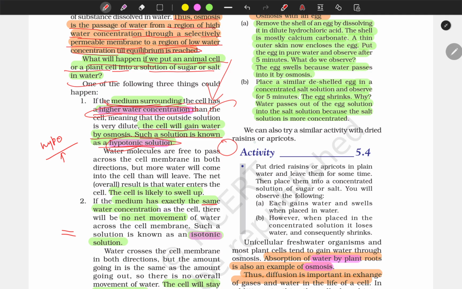Suppose there is a cell with low water molecules, and around it there are very high water molecules. Due to the diffusion process, most of the water molecules will travel inside, and that surrounding solution is called a hypotonic solution. Ultimately the cell is likely to swell up.